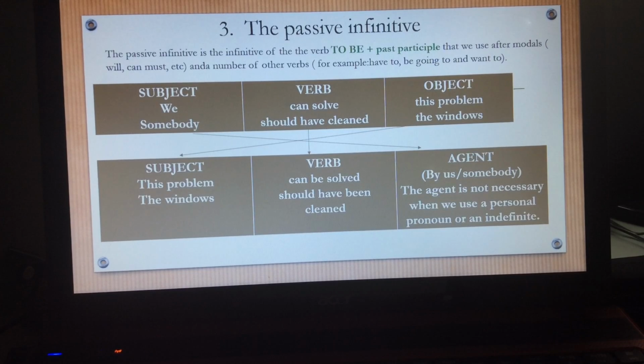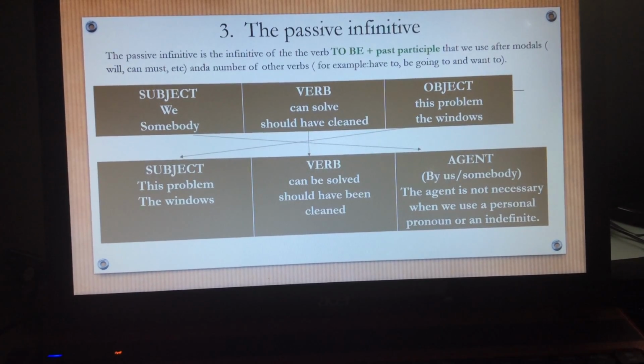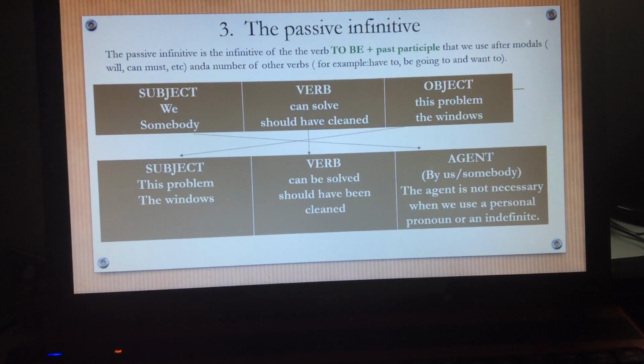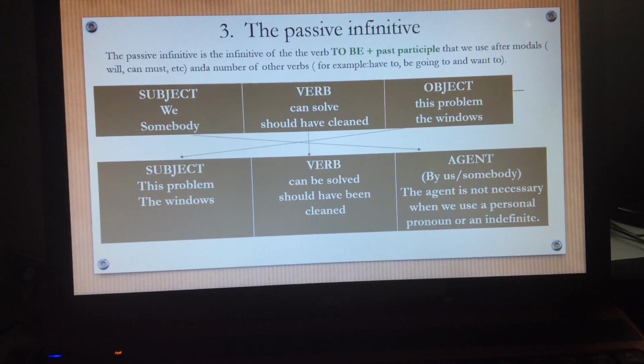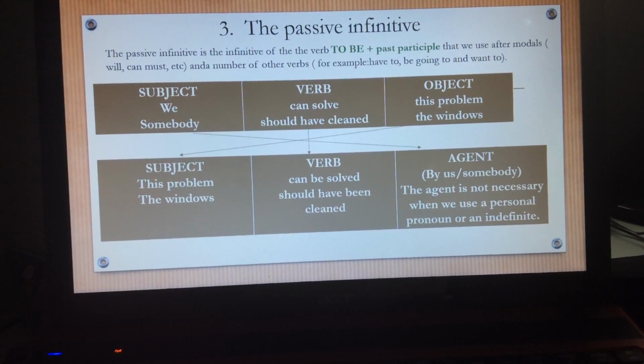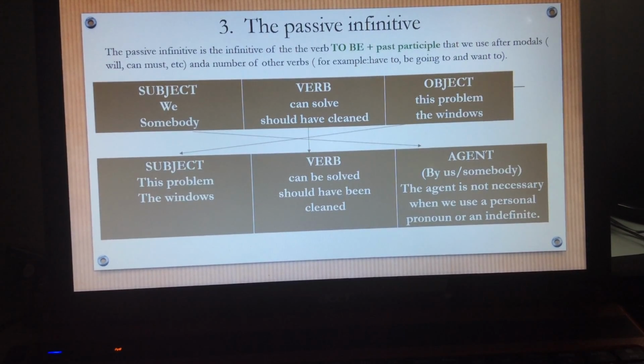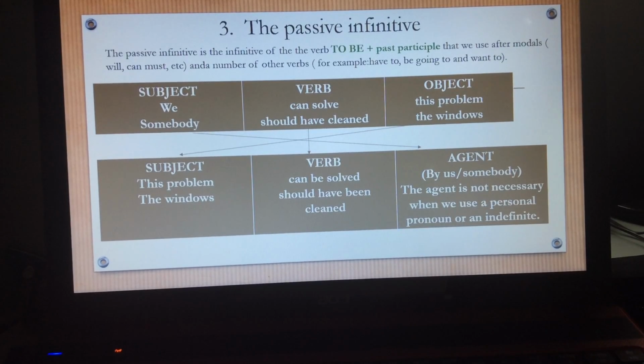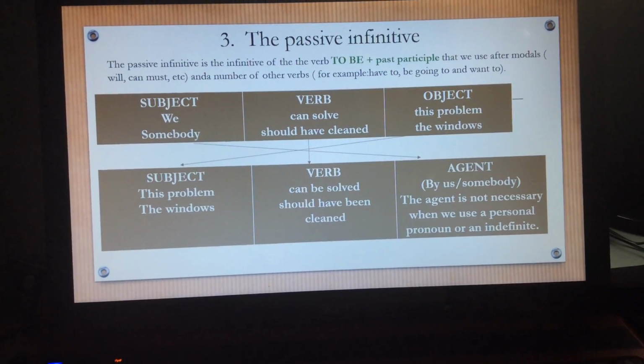In the second example, we have somebody should have cleaned the windows. We have a modal perfect. What is the modal perfect? Should have plus past participle. Then I have to use should have been plus participle. The windows should have been cleaned. It's not difficult.